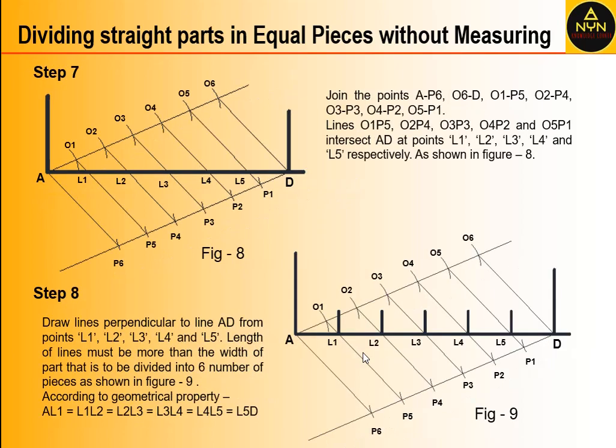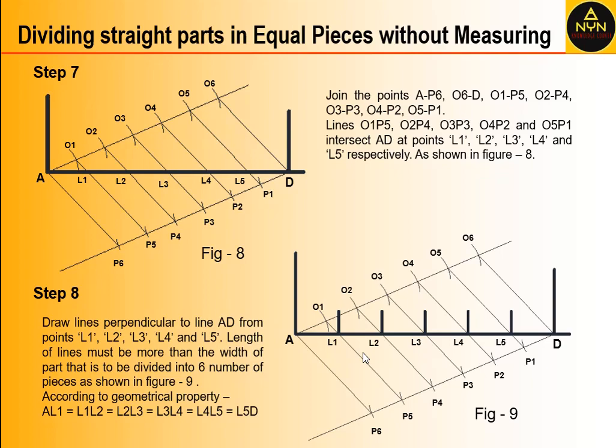Step 7. Join the points A, P6, O6, D, O1, P5, O2, P4, O3, P3, O4, P2, O5, P1. Now, lines O1P5, O2P4, O3P3, O4P2 and O5P1 intersect AD at points L1, L2, L3, L4 and L5 respectively as shown in figure 8.